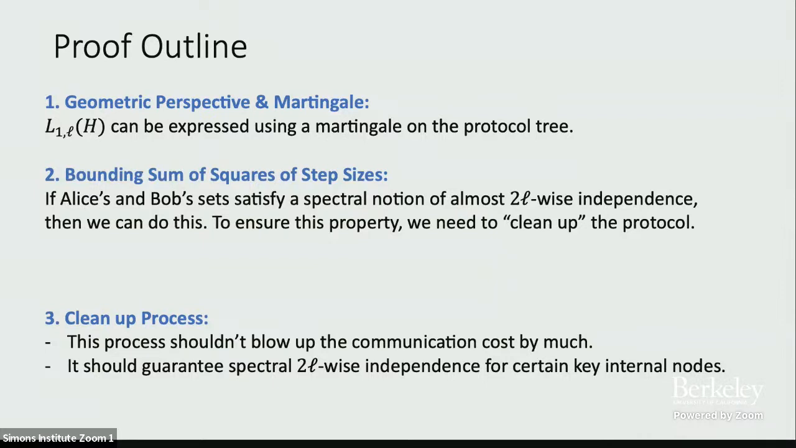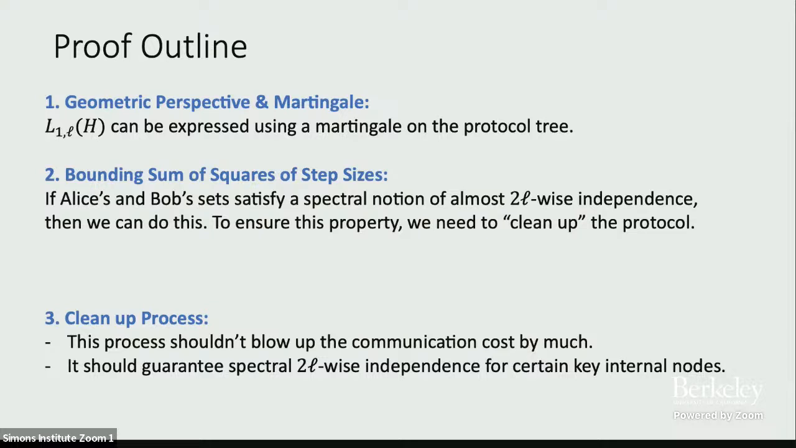Okay, so the proof roughly consists of 3 steps. In the first step, I'm going to view this communication protocol and Fourier growth through a geometric lens. There's going to be some random geometric process, and we're going to write some martingale on this process such that the final value of this martingale captures the Fourier growth. This is going to be the first part.